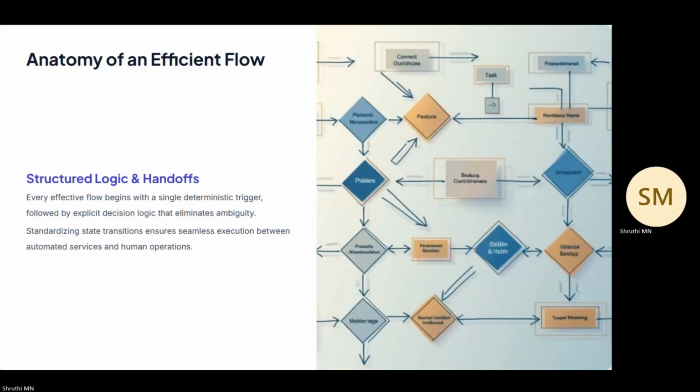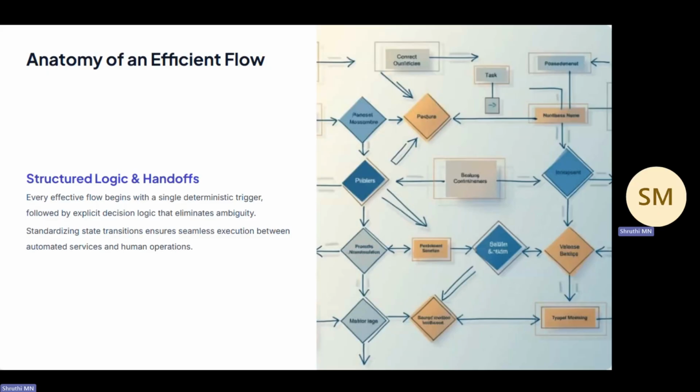Anatomy of an efficient flow. Now, let's understand the anatomy of an efficient flow. An efficient flow should have structured logic and clear hand-offs. Every efficient flow should begin with a clear, defined trigger. After the trigger, we have decision logic that determines what should happen next. For example, based on a condition, the process might follow one path or another.